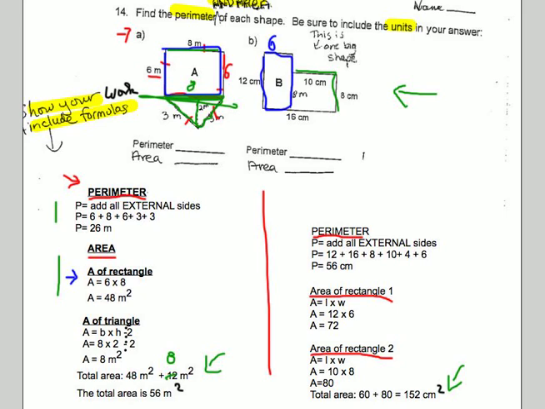I have to be very careful and make sure that I follow the units. This was centimeters, so this is centimeters squared. And for this one here, it's meters squared because this one is meters.